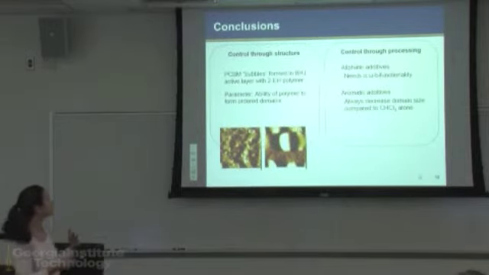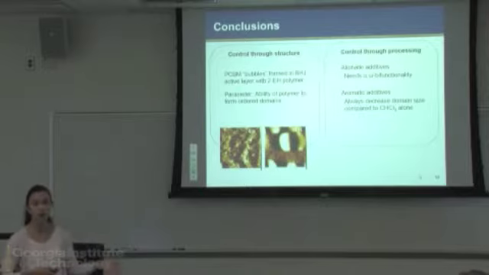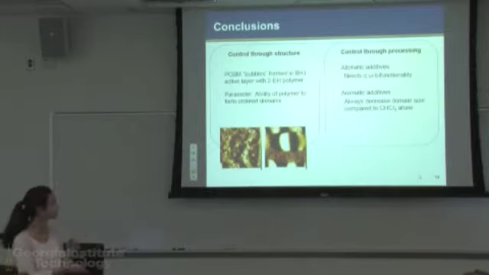And so in conclusion, the two parameters that we can outline that control the phase separation in the polymer fullerene blends are, first, the structure: we can control the phase separation by allowing the polymer chains to interact with one another and form these polymer fibrils through pi-pi interactions.